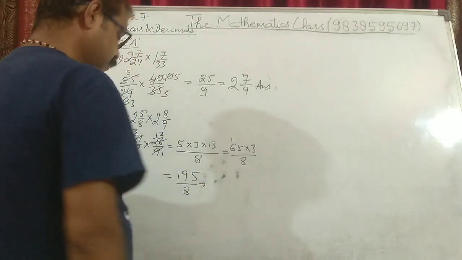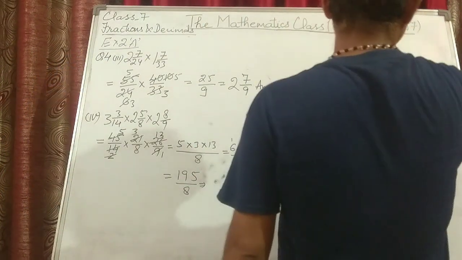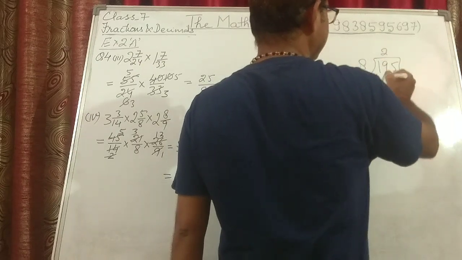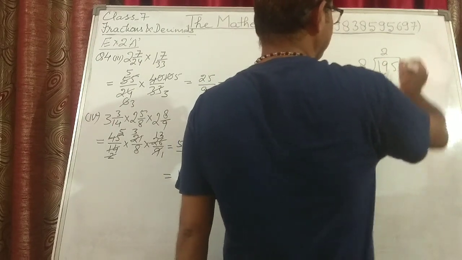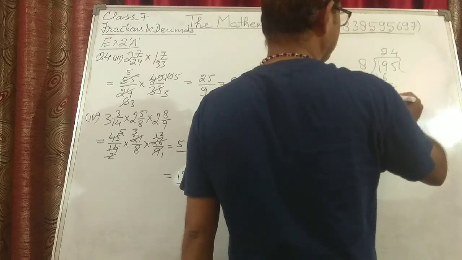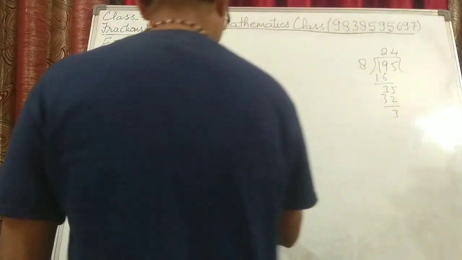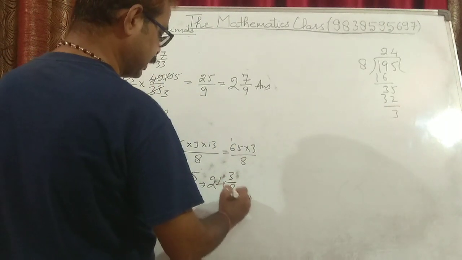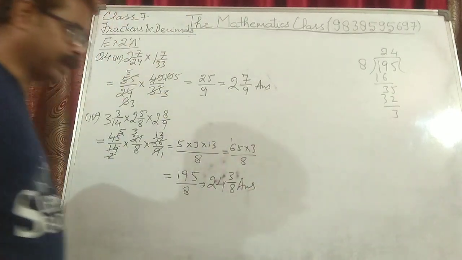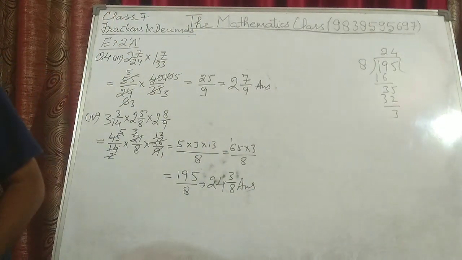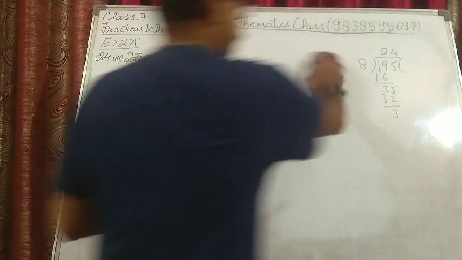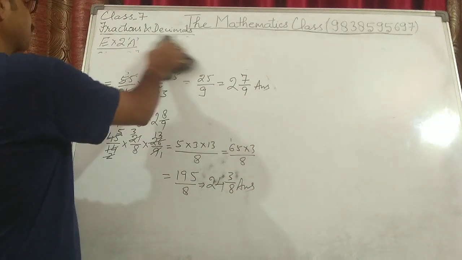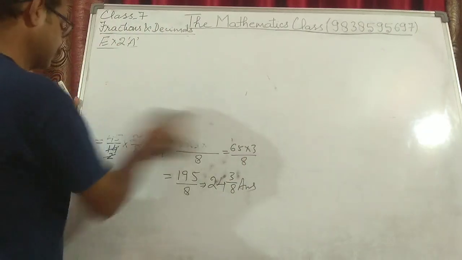When you divide 195 by 8, let's see: 8 2s are 16, 3 left, 35, 8 4s are 32, 3 left. So 24 whole number, 3 upon 8 is the final value. Now we move on to the division or next question. So the next question is division. So question number 5, we will take the third part.